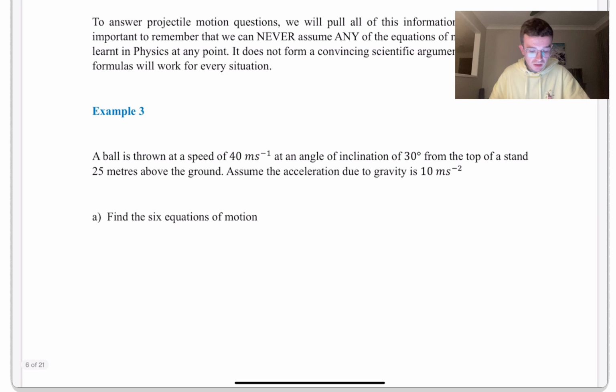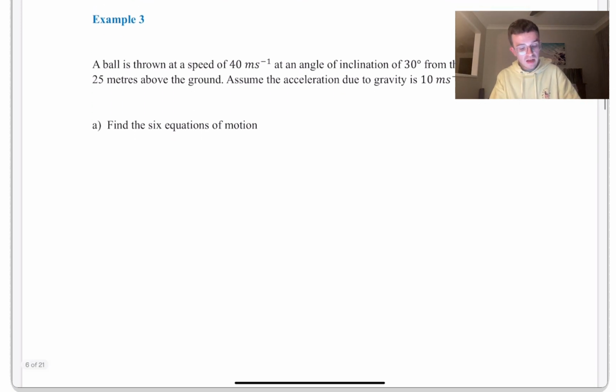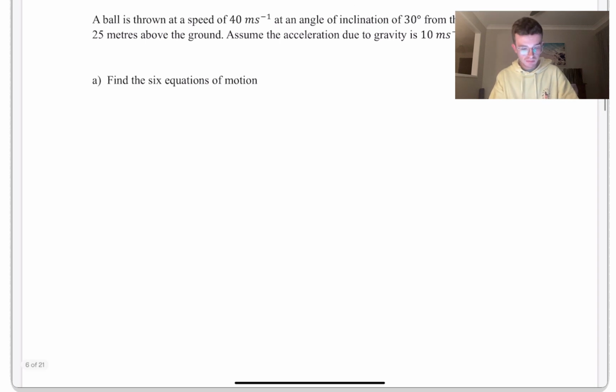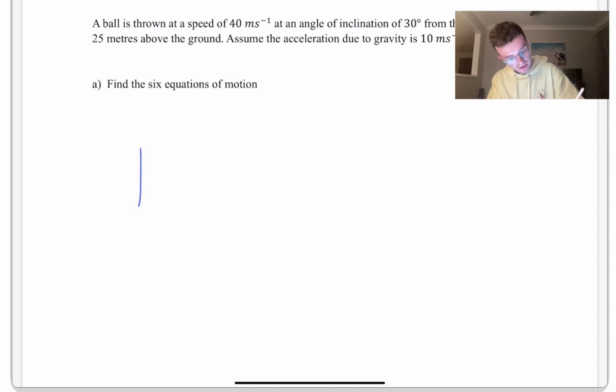A ball is thrown at a speed of 40 meters per second at an angle of inclination of 30 degrees from the top of a stand, which is 25 meters above the ground. We're going to assume the acceleration due to gravity is 10. We're going to pull all this together to find the 6 equations of motion. The first thing I like to do is draw a diagram. So we're on a 25 meter high stand and we are throwing a ball at an angle of 30 degrees at 40 meters per second.